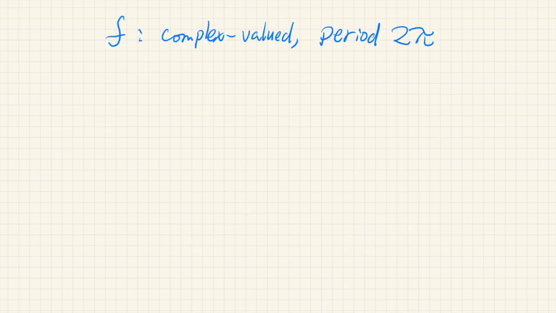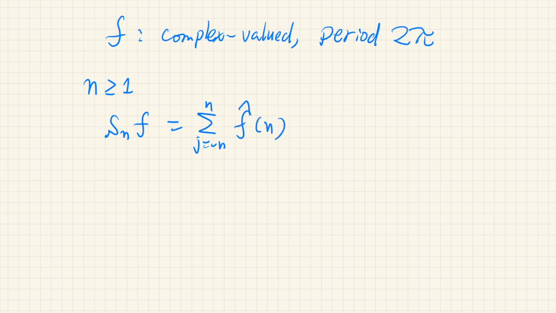Next, we show that we can define orthogonal projections for the set of complex valued functions with period 2 pi. For an integer n greater than or equal to 1, we define the operator Sn, which operates on the function f, and that is defined as follows. That is the sum, j from negative n to positive n, of f hat of j, which is the Fourier coefficient of this function f, times exponential of i j t.